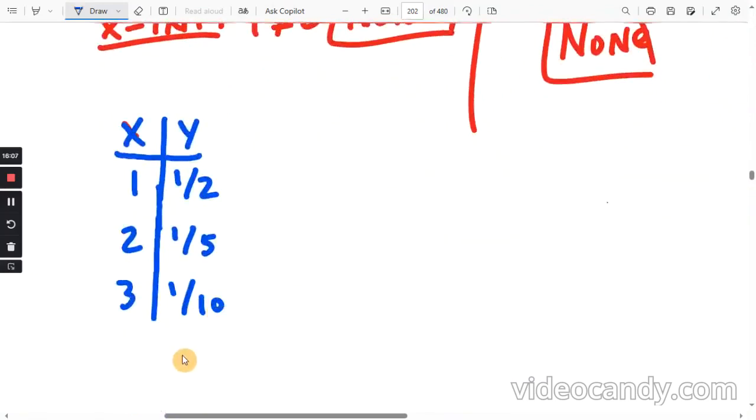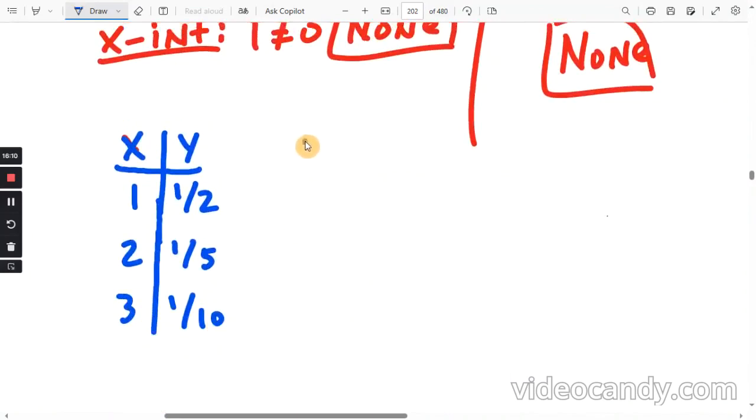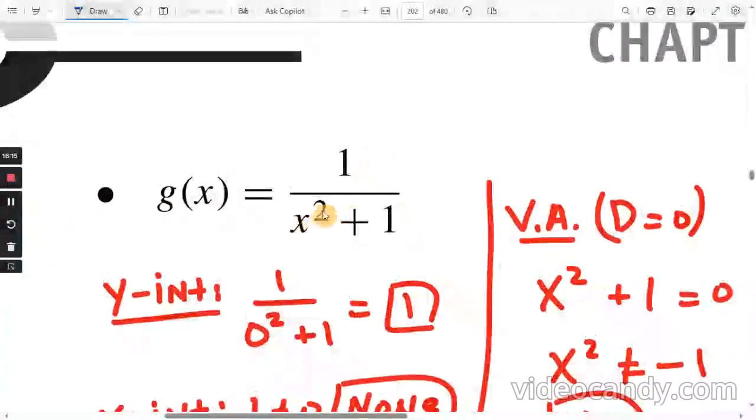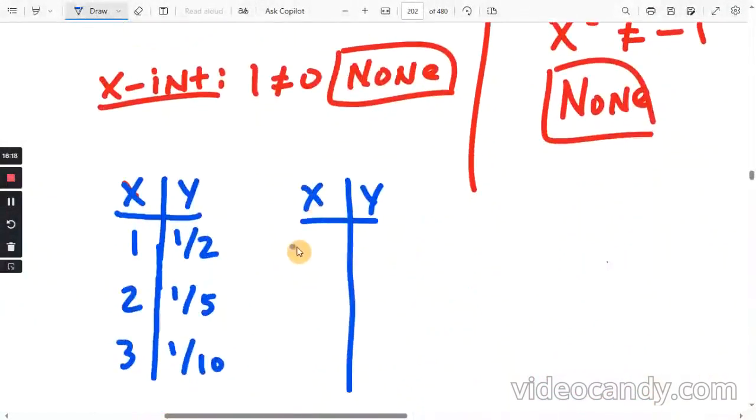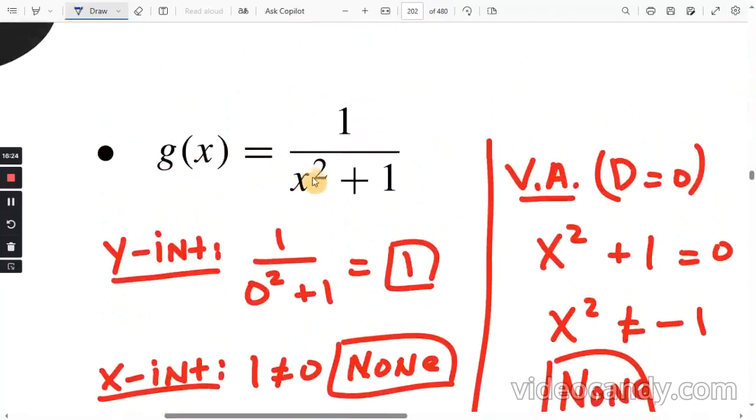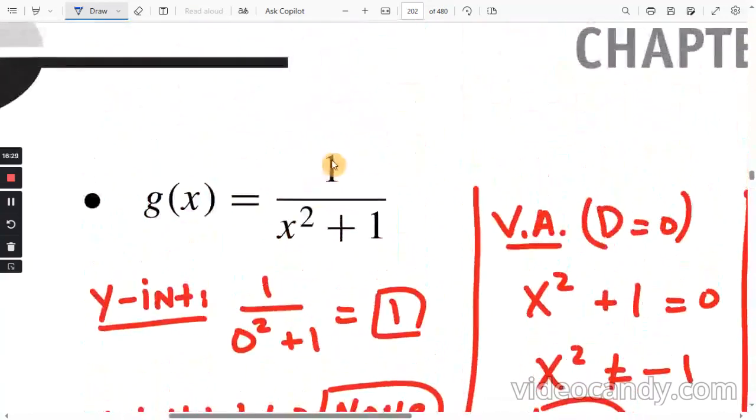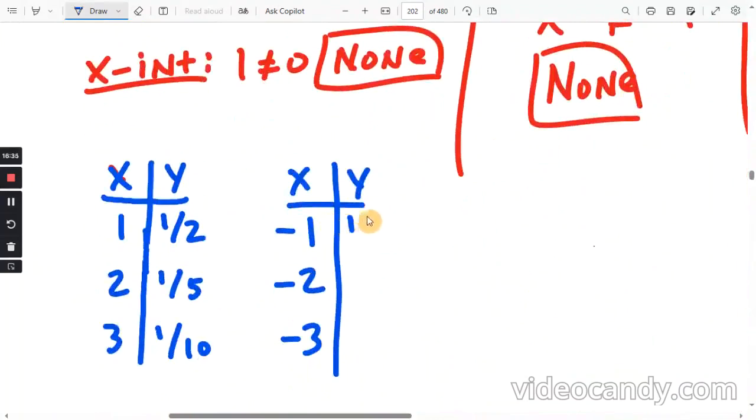All right. And how about for the negative x's? Isn't it going to be the same thing? Because you have x squared right here. If you do -1, -2, and -3, and you square it, it's going to be the same thing. For instance, -1 is going to be 1 over 1 plus 1, which is 2. So that's 1/2, 1/5, and 1/10.